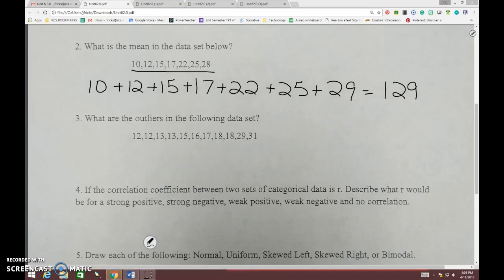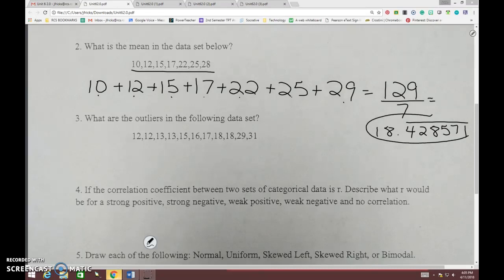From here, we will want to take each number. So we have 1, 2, 3, 4, 5, 6, 7 numbers and divide 129 by 7. So when we do 129 divided by 7, we should come up with our answer, which is going to be a long decimal here. But 129 divided by 7 will give us 18.428571 repeating. And like I said, on the test tomorrow, you will have an answer that will round.